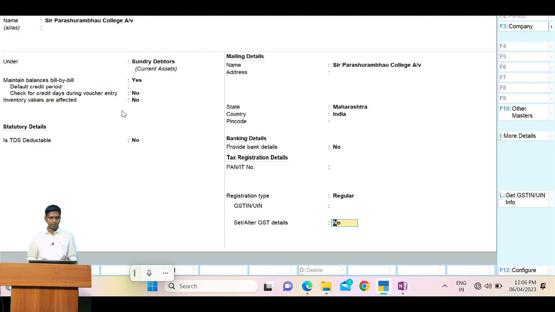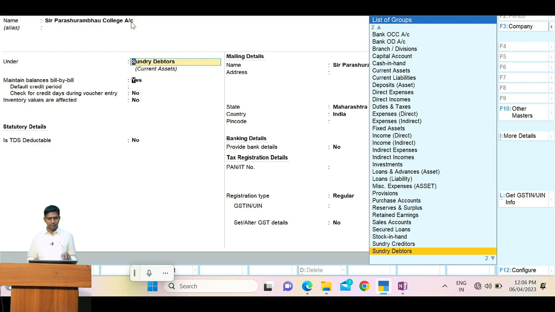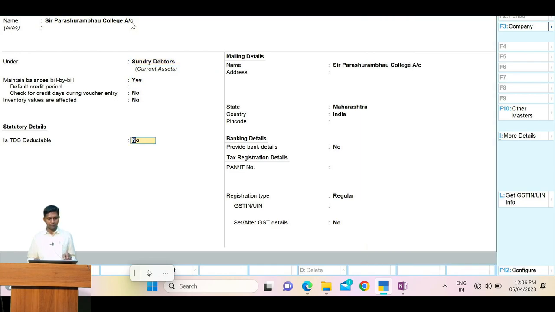Now here, inventory value, debtors need not be affected here. But purchase and sale need to be affected. Enter, enter, enter, enter, enter, enter. Okay, you will not get that option anyway. Therefore no need to worry.